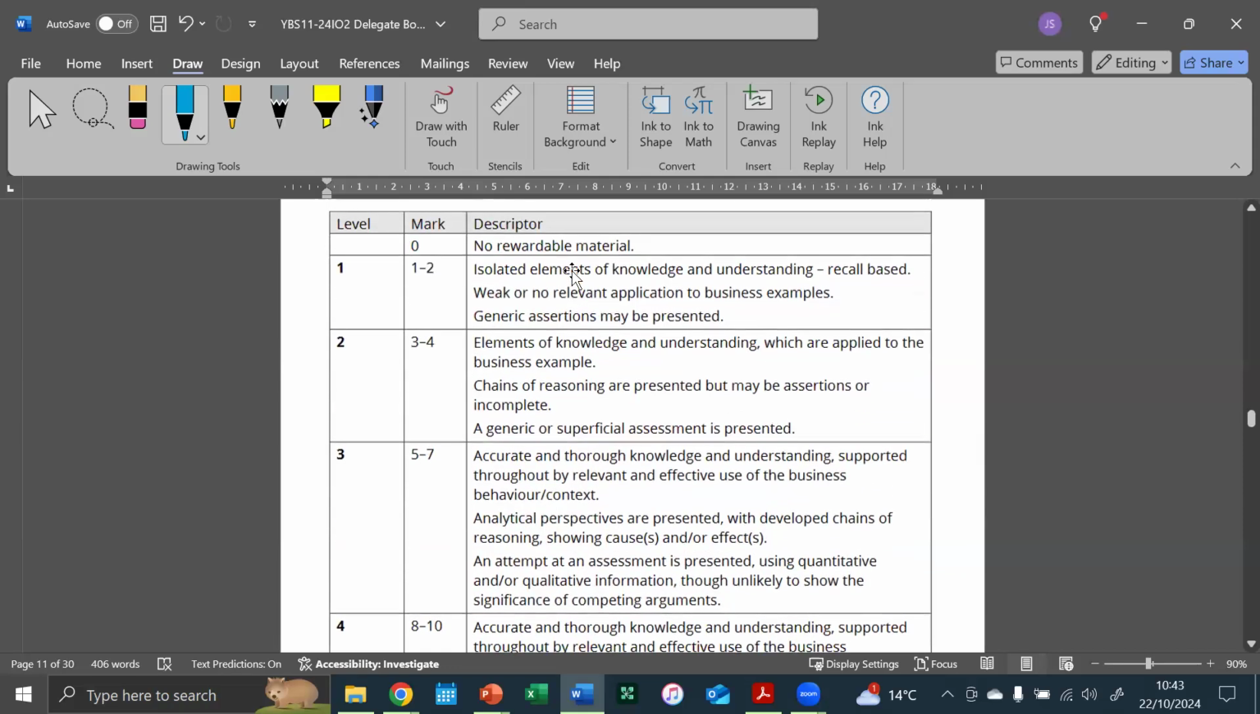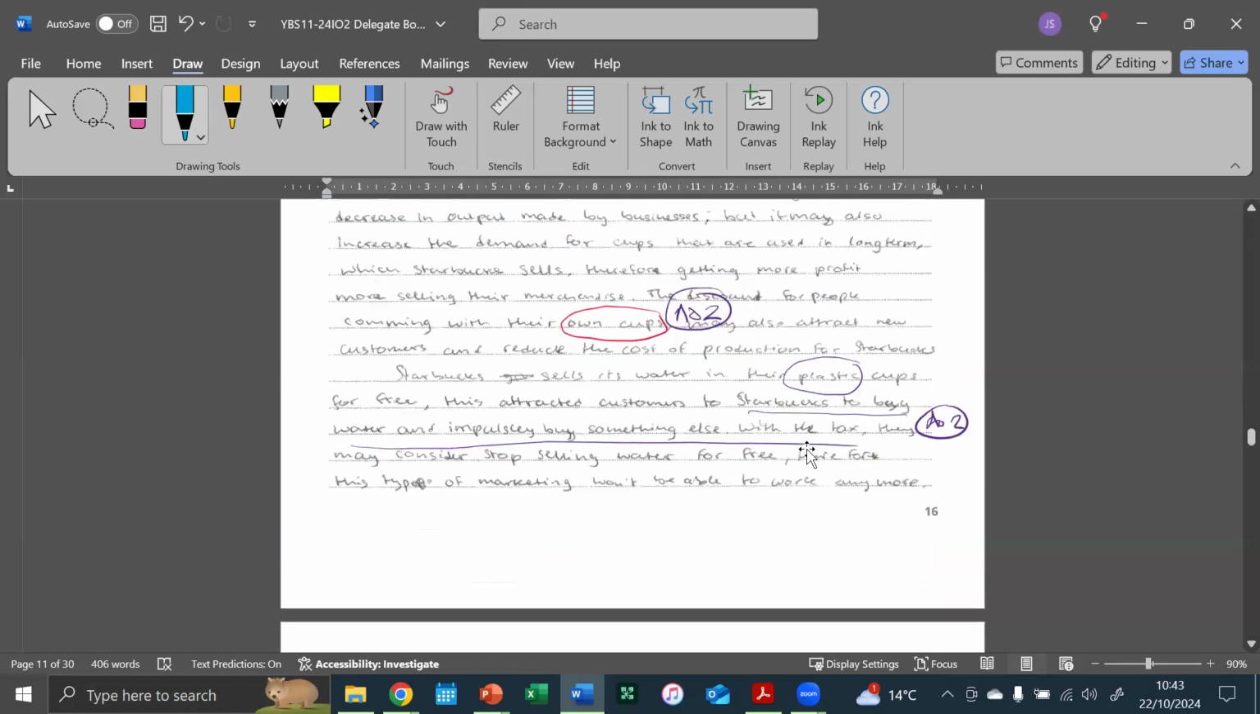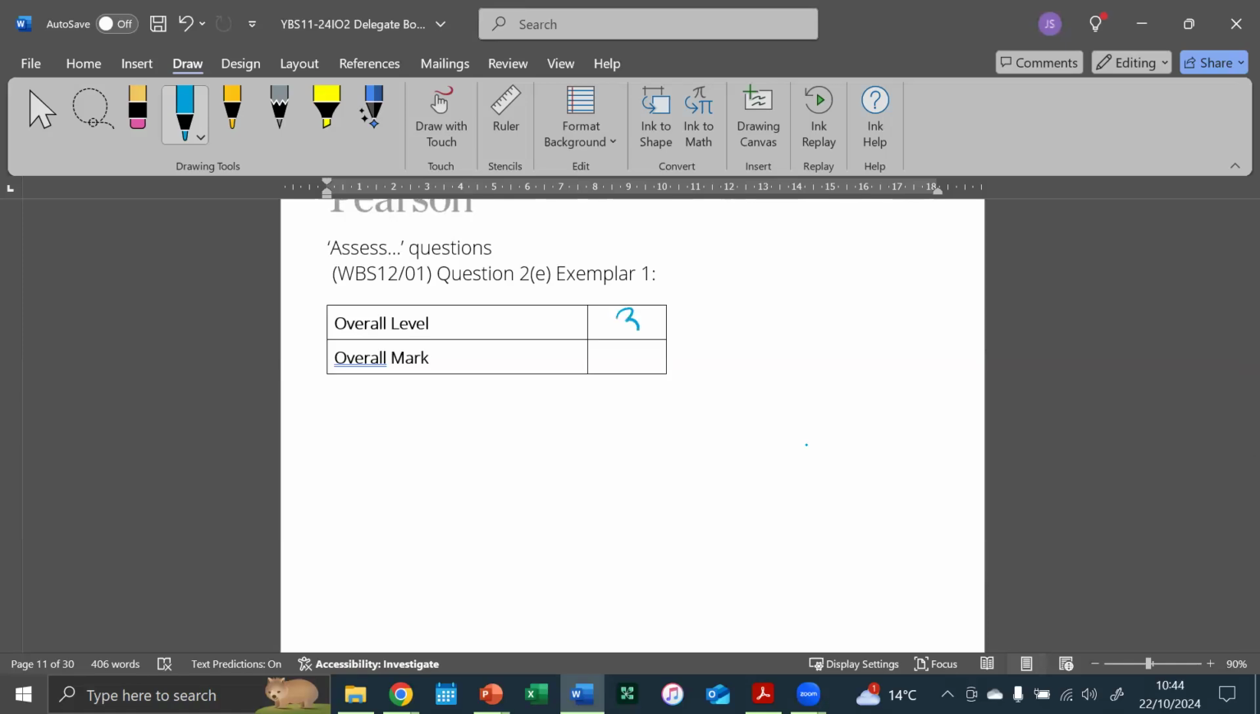Well, let's go through the levels. Is it more than isolated elements of knowledge and understanding? For sure. It's got more than elements. They've tried to do something with price elasticity of demand. It wasn't accurately articulated, but they certainly knew what price inelastic was. The answer kind of drifted away at the end. It started moving into a marketing thing, but I guess what they were trying to think about was the effects on Starbucks. So we ended up going for level 3 and we went for 6 on this one. The overall level was 3 and we went straight down the middle of 6.